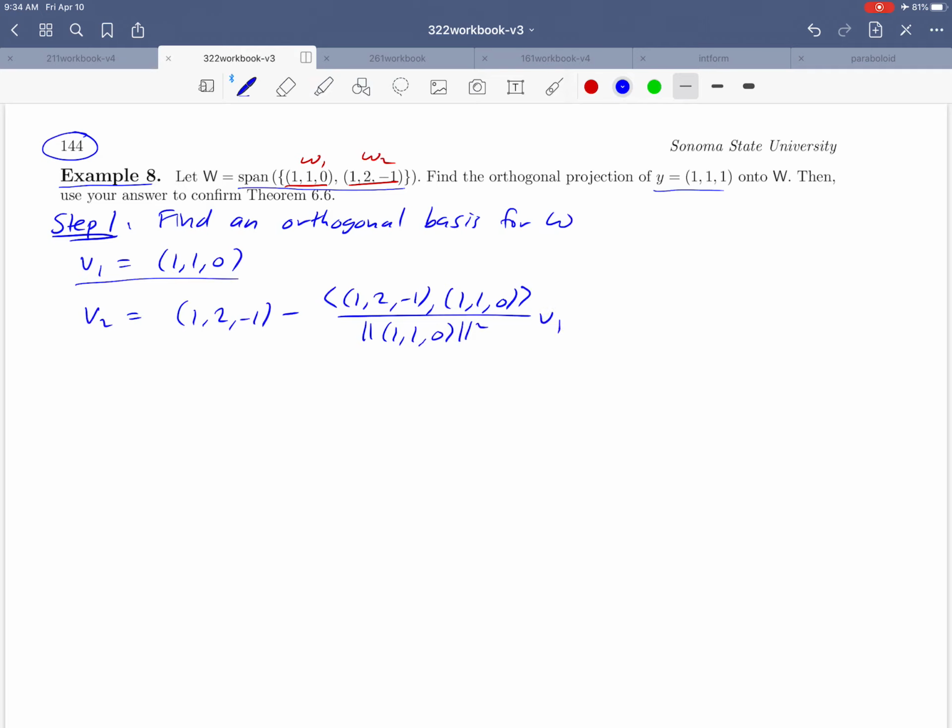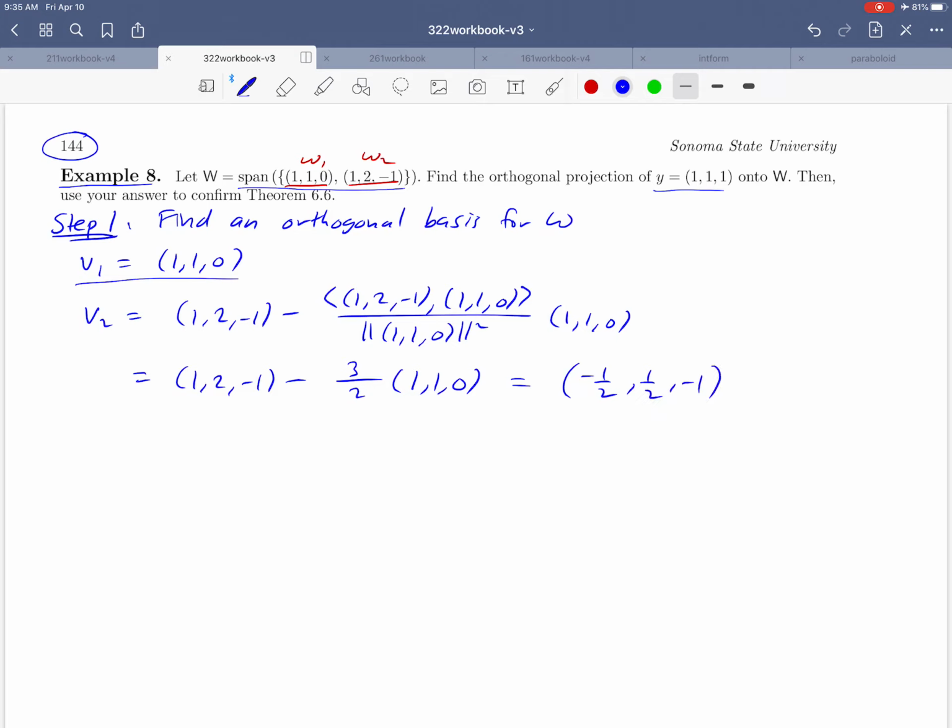Okay, and V1, let me go ahead and just write in what V1 is. Okay, V1 is 1, 1, 0. Okay, and we're talking about just the ordinary standard inner product in R3, so I'm trusting that you can do these calculations. And the dot product upstairs is going to be 3. Down below, that length squared is going to be 2. Okay, and if you do that calculation, you wind up with -1/2, 1/2, and -1.